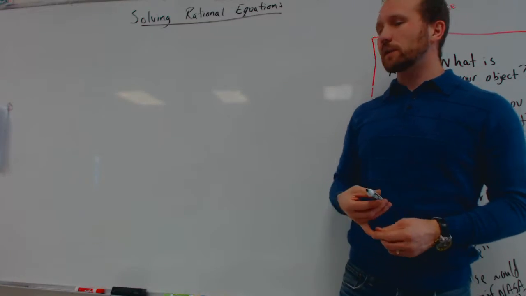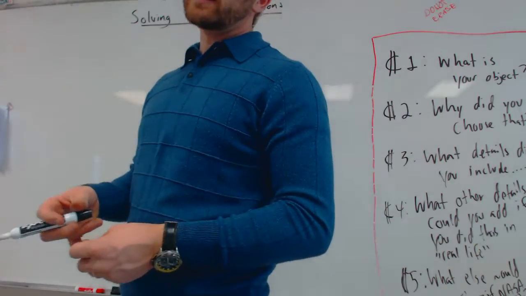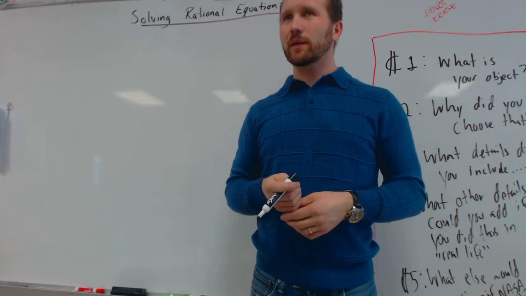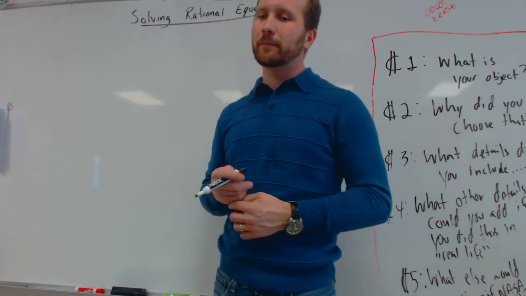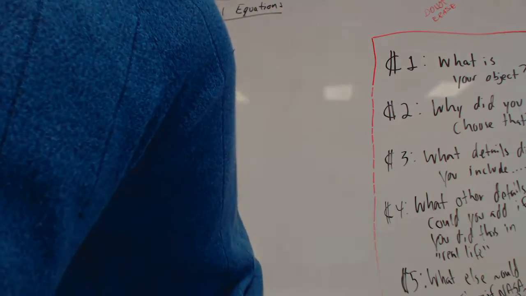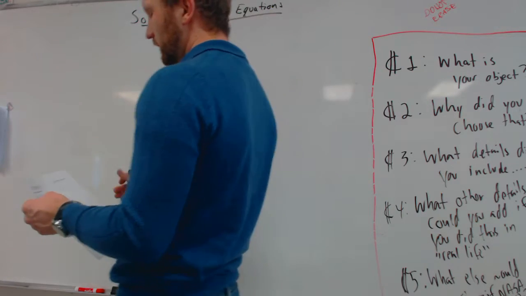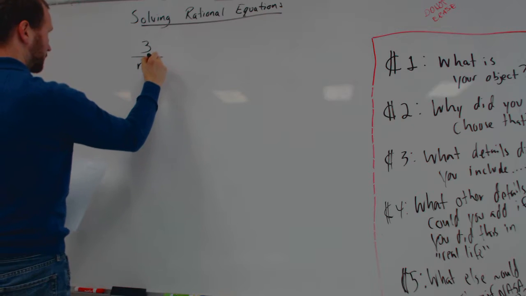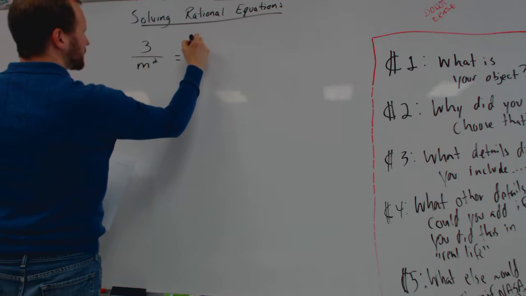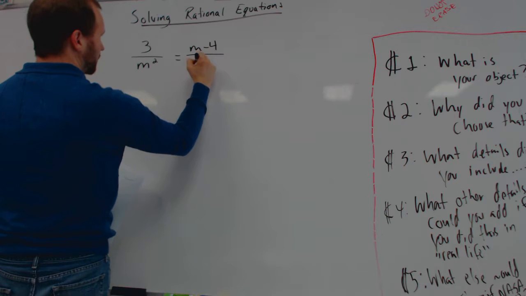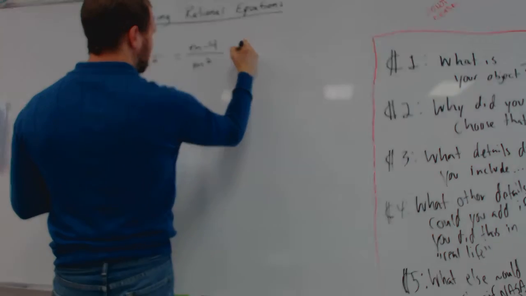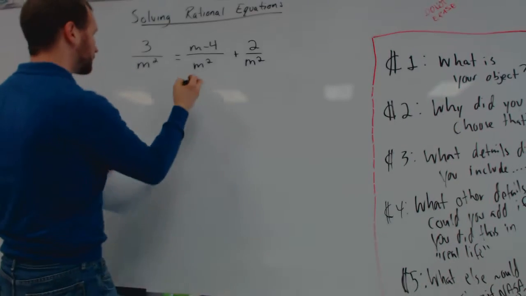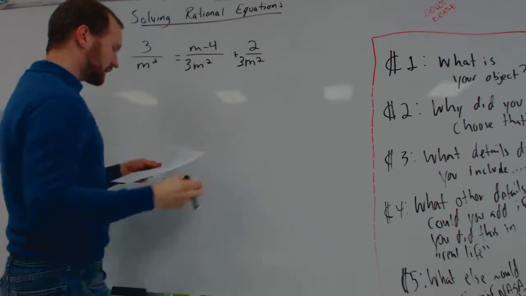All right, solving rational equations. So today we're going to look not at rational expressions, but rational expressions with an equal sign between them. So they become rational equations. And the nice thing about these is that they're really similar to what we reviewed yesterday. So 3 over m squared equals m minus 4 over m squared plus 2 over m squared. Sorry, this is number 1 on your homework.